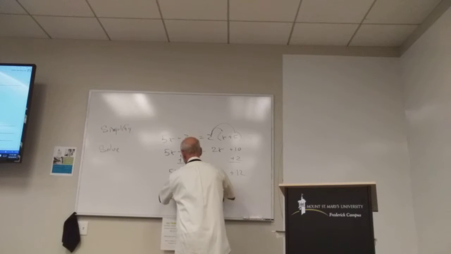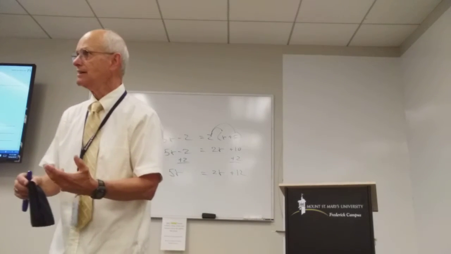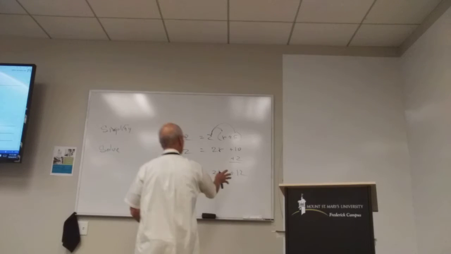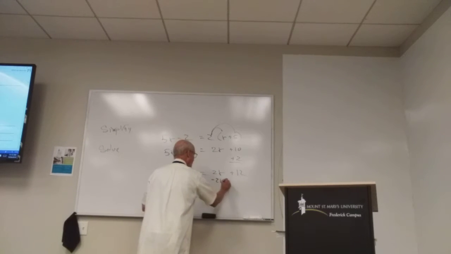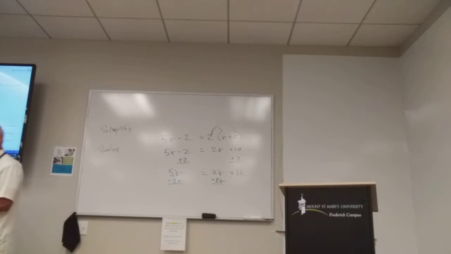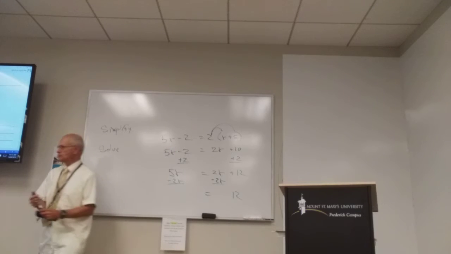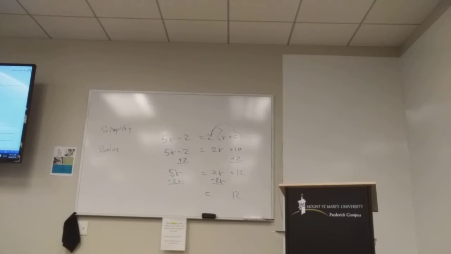We got R on both sides. I need the R's on the same side. You might want to subtract 12. I'm going to subtract 2R. I want you to understand why. I want the R's on that side to disappear. I want the R's to all be on one side. 5R minus 2R, how much is that?